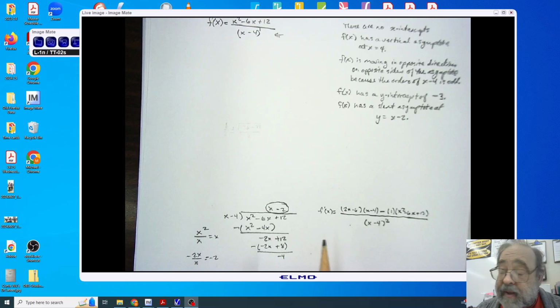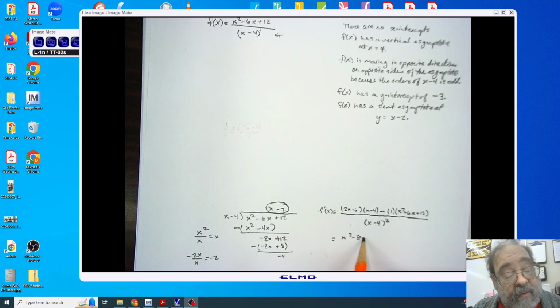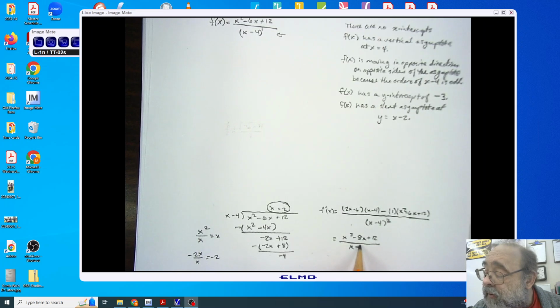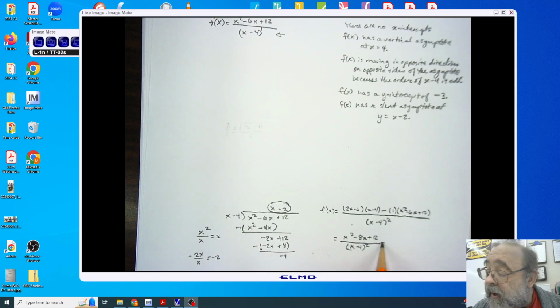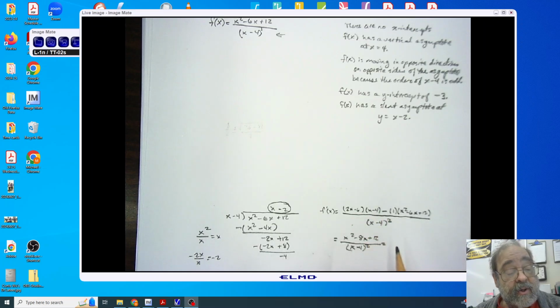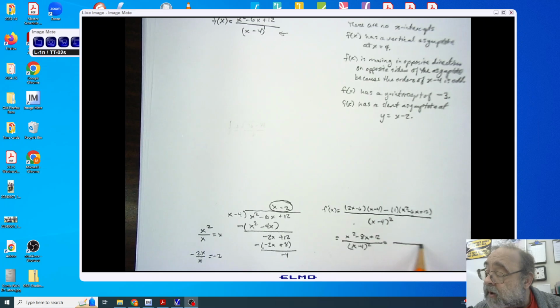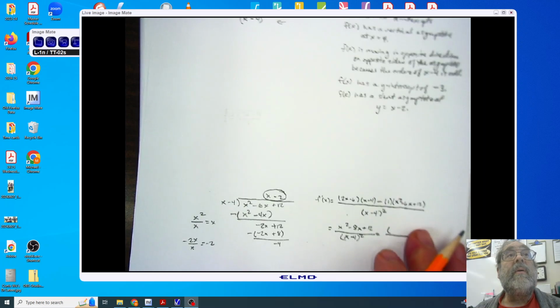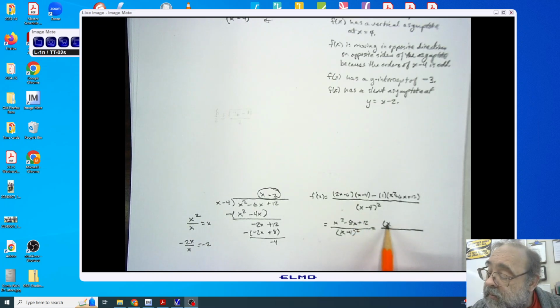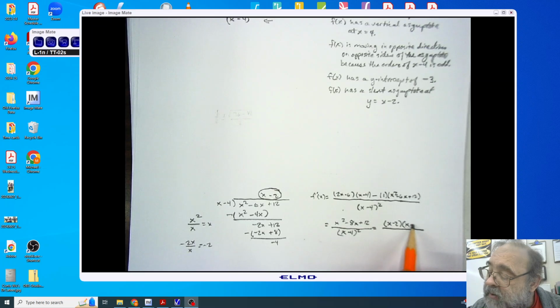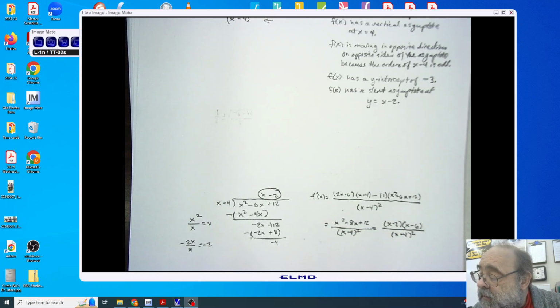Now, when I simplify this, I end up getting x squared minus 8x plus 12 over x minus 4, the quantity squared. And this factors. This is where I'm going to get the values, or at least two of the values, of my critical values, which will be used on the sign chart. So I have x minus 2, x minus 6, over x minus 4, the quantity squared. So I have a negative 2 and a 2.